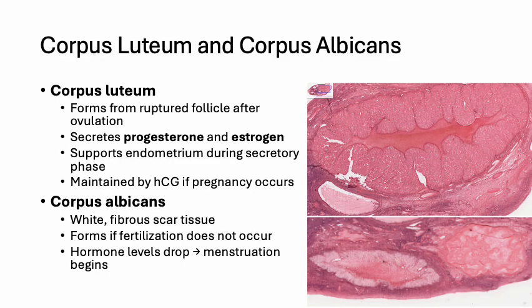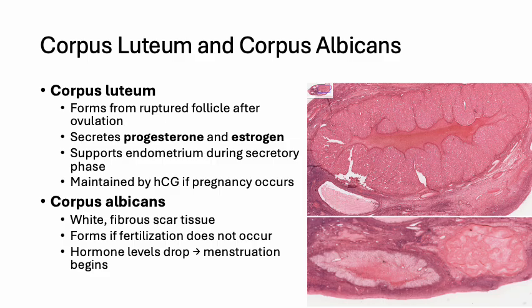After ovulation, the ruptured Graafian follicle doesn't simply collapse. It transforms into the temporary endocrine structure called the corpus luteum. This structure plays a critical role for the second half of the menstrual cycle by secreting progesterone and some estrogen to maintain the thickened endometrial lining.